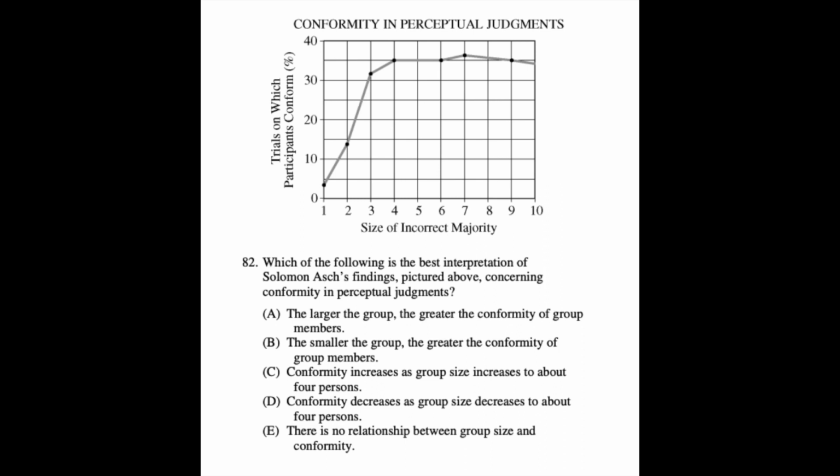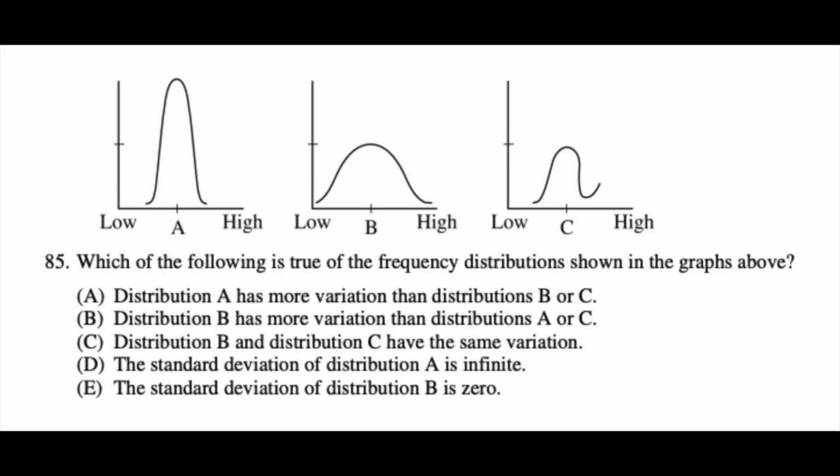Conformity increases as group size increases to about 4 persons. It does not keep increasing after 4, so A is inaccurate. E is wrong because there is definitely a relationship between the two axes. B and D are also incorrect because they imply a gradual decrease, which is not what is shown on the graph. Next, this question also involves graphs, but the data is not as specific.